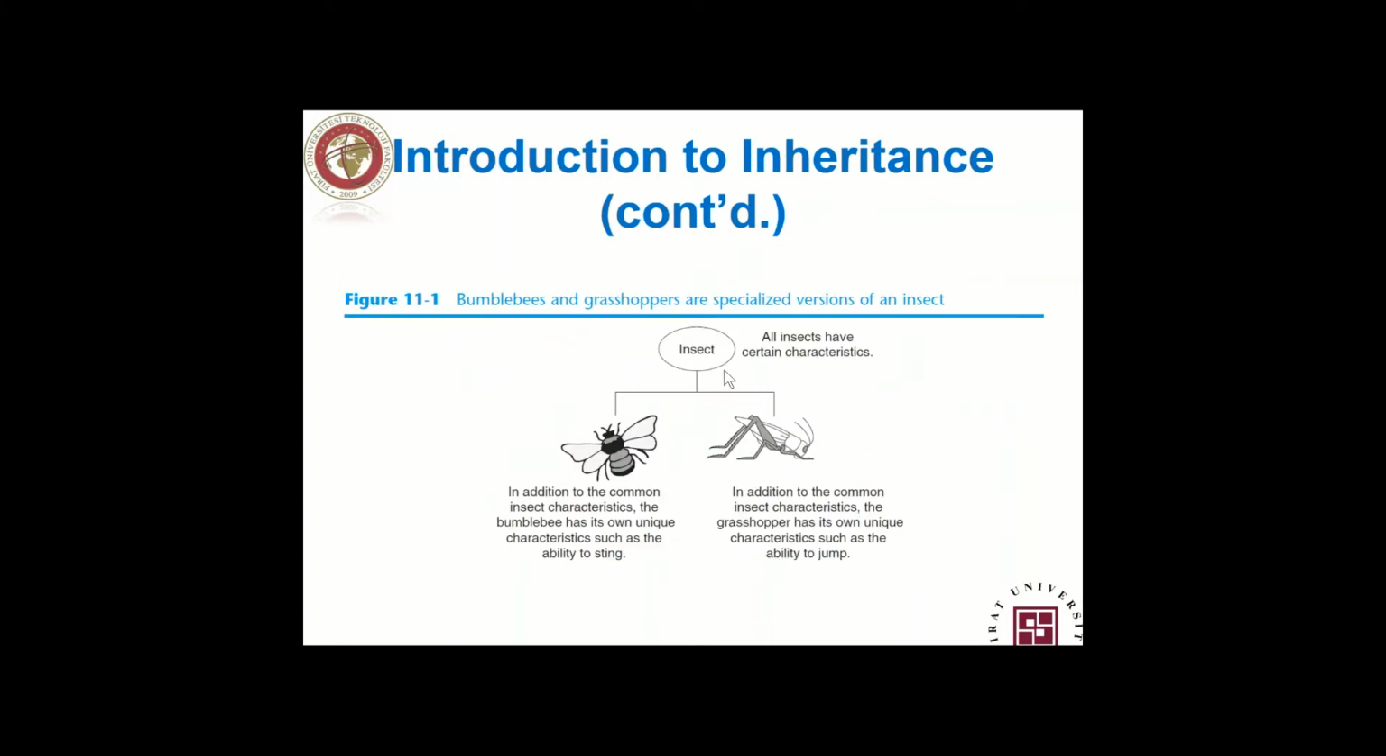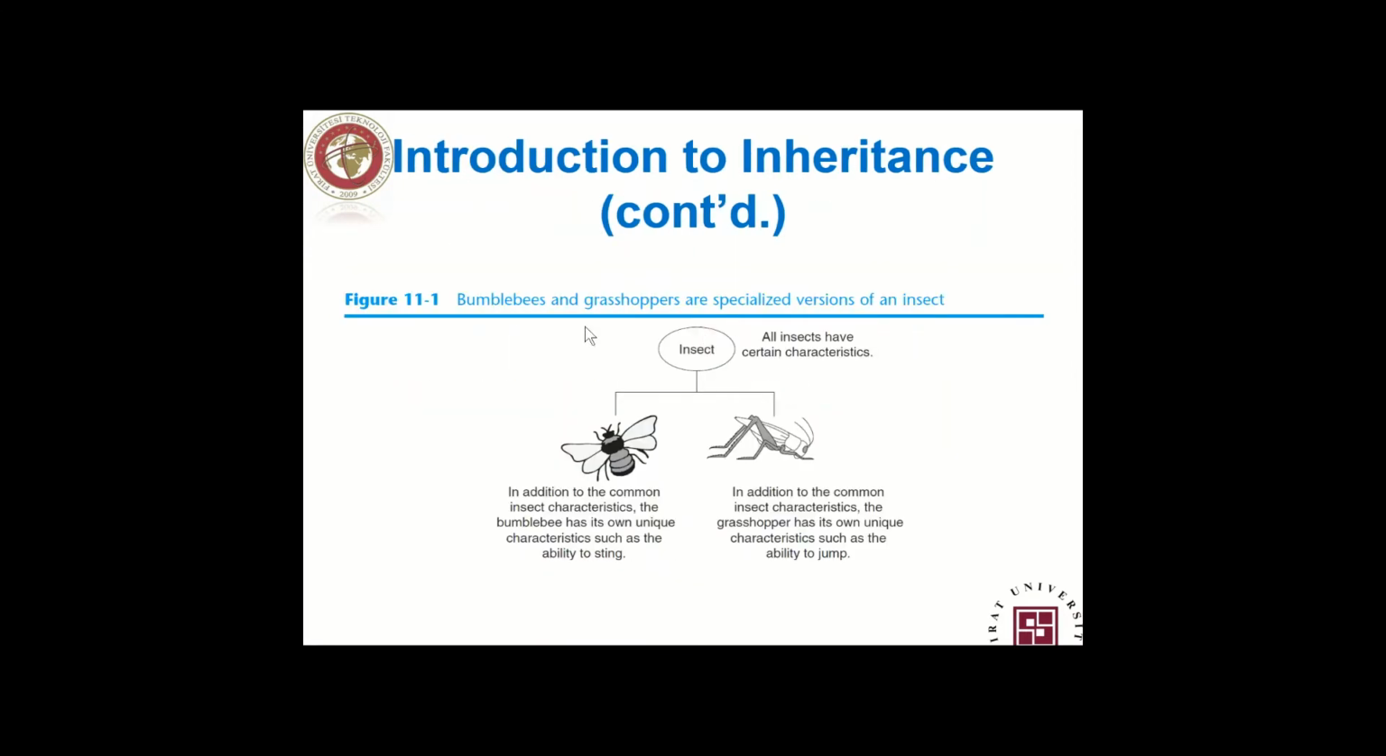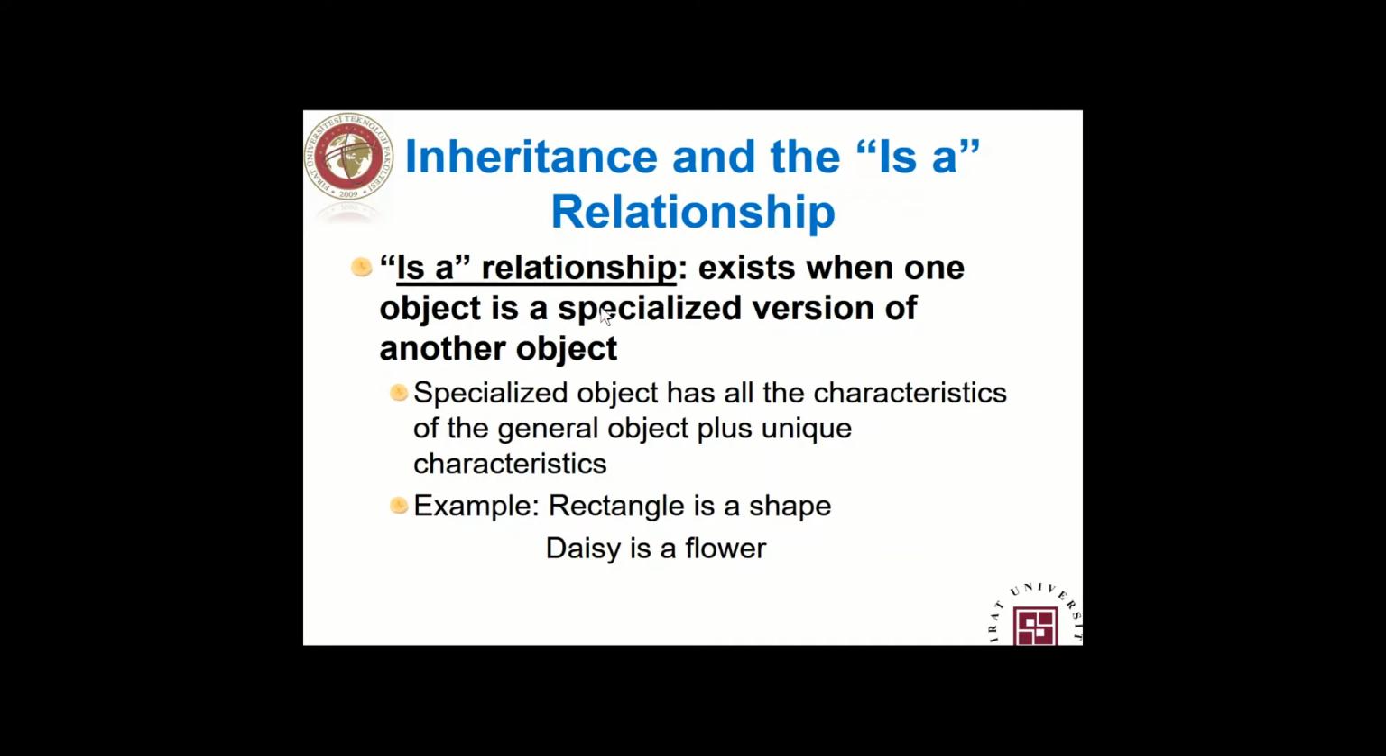Grasshopper is an insect, right? Bee is an insect. So this is the idea. Is-a relation. That means we have a general type or general class, and then we have a special or some special classes. All right, that's exactly what it means.